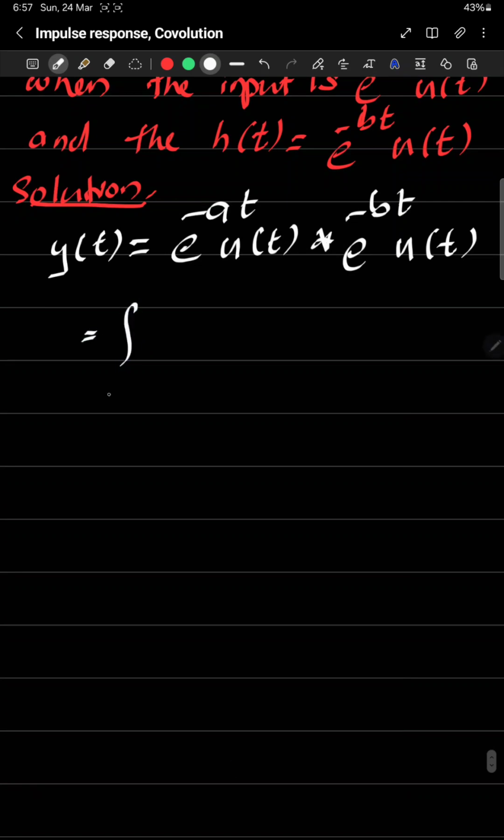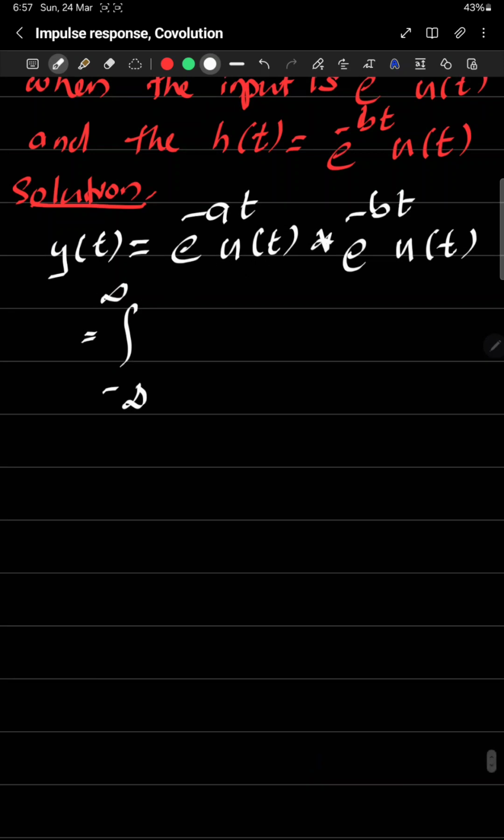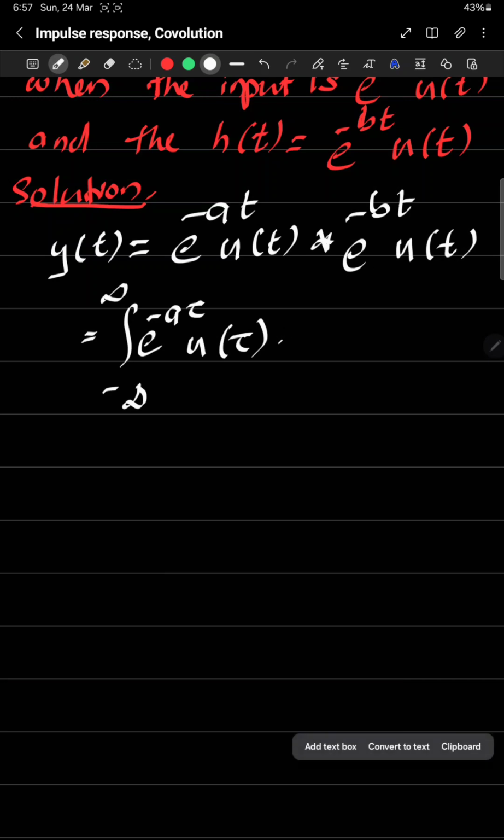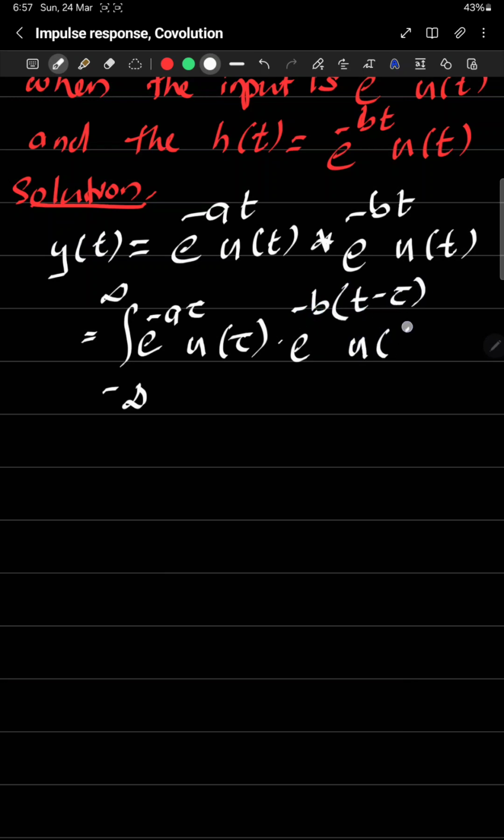So it's the integral from minus infinity to plus infinity. I am directly writing the tau version: x of tau, which is e raised to minus a tau into u of tau. This is x of tau, and this is h of t, so you need h of t minus tau. So e raised to minus b into t minus tau, into u of t minus tau, d tau.